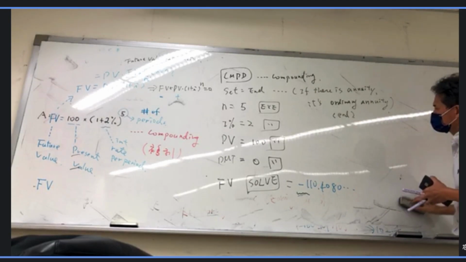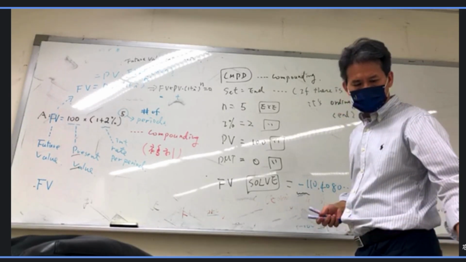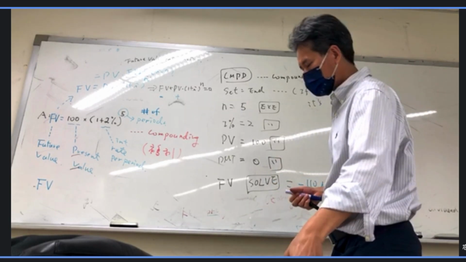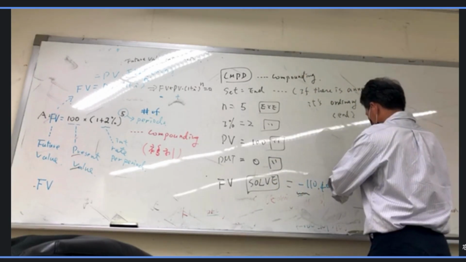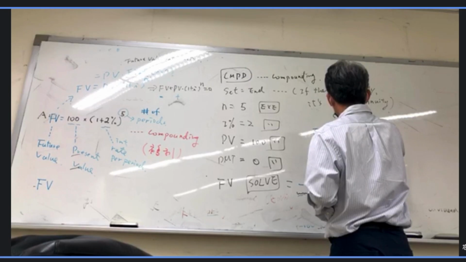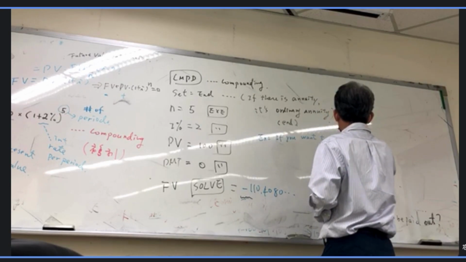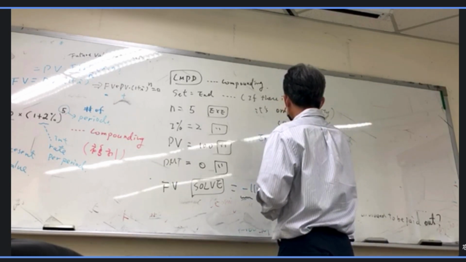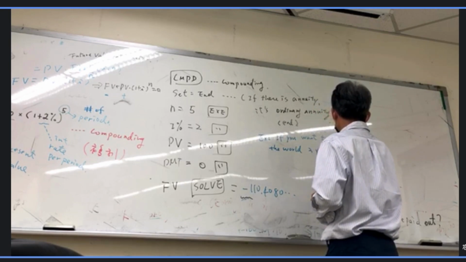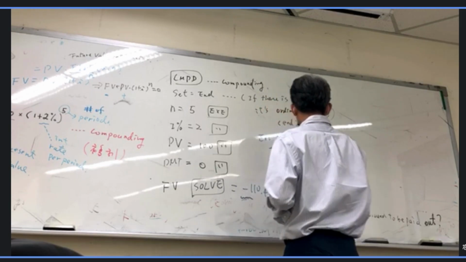So how about next question? Say if you want to travel the world, three years later, you need, say, 1 million.